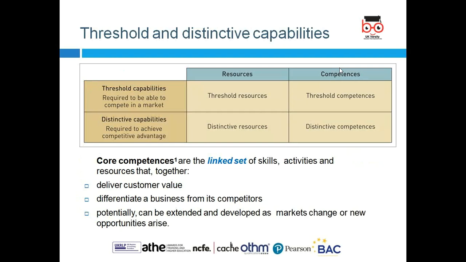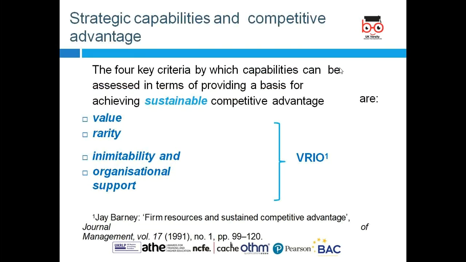We need threshold capabilities, the minimum benchmark capabilities in our organization. Those who are qualified as distinctive can differentiate themselves again and become winners. So there are threshold resources and threshold competencies, and we need distinctive resources and distinctive competencies. Core competencies are linked sets of skills, activities, and resources that together deliver customer value and advantage over competitors, and can potentially be extended. So we need to look around.